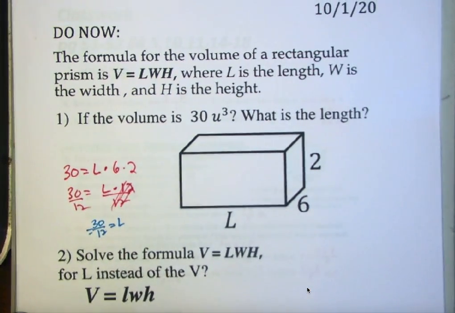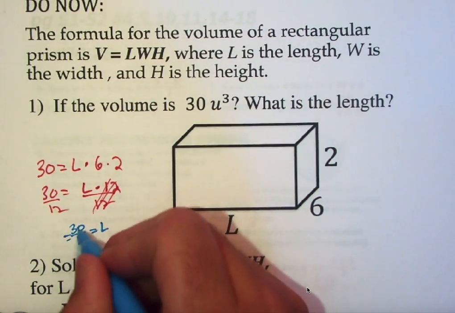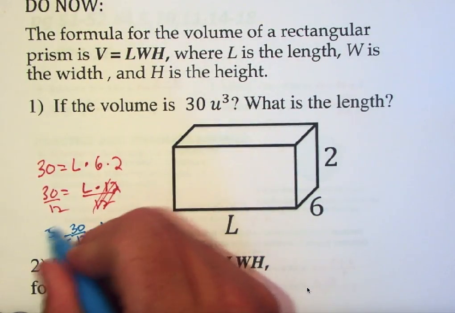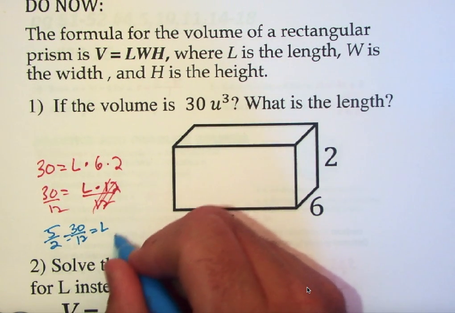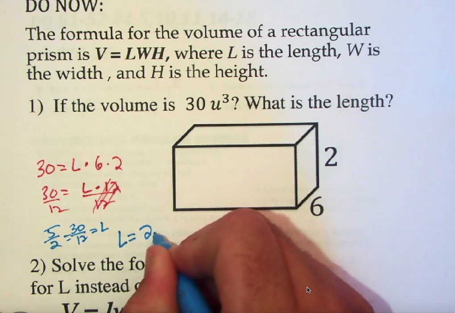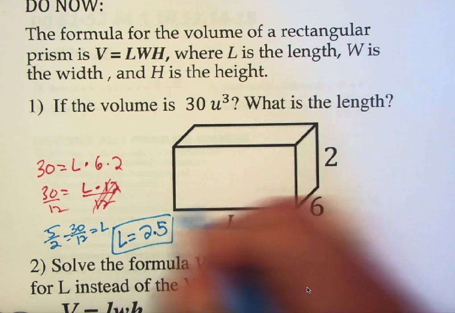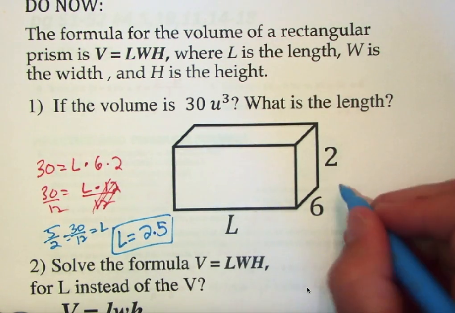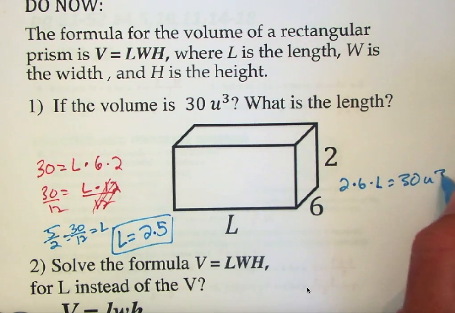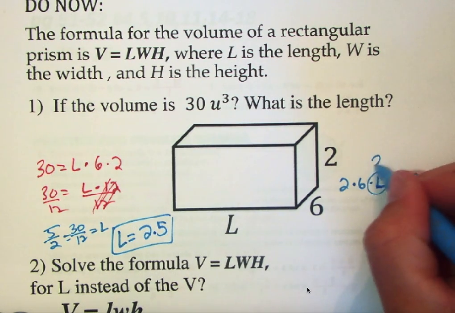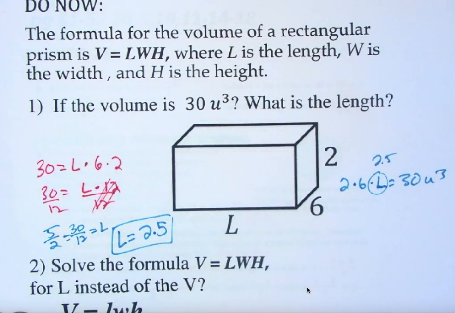Well, let me zoom that in. Divide them both by 6, so you get 5 over 2, which is 2.5. Okay, so our length must be 2.5. Right, 2 times what times 6 got us 30 units cubed, and that must be 2.5. Sweet. Okay, now here's a little tricky, but we can do it.